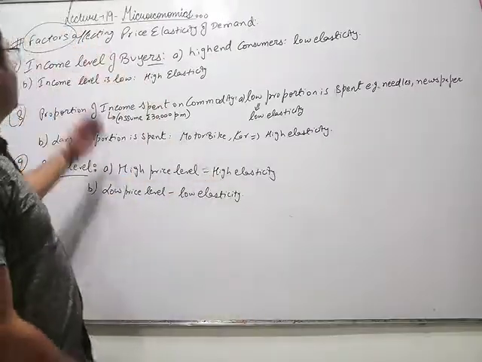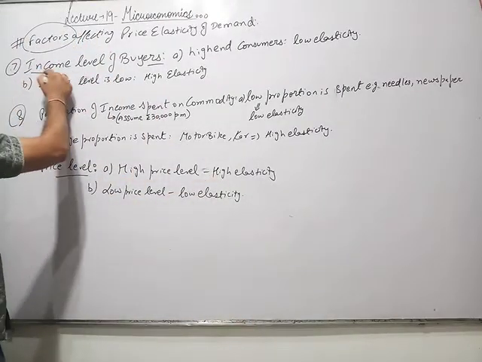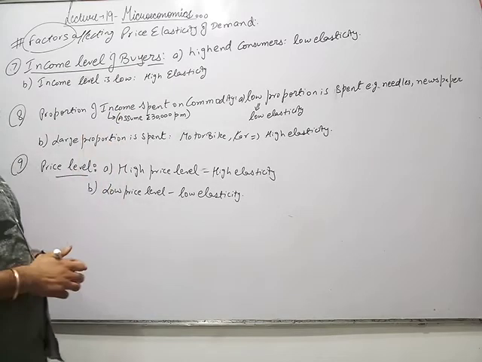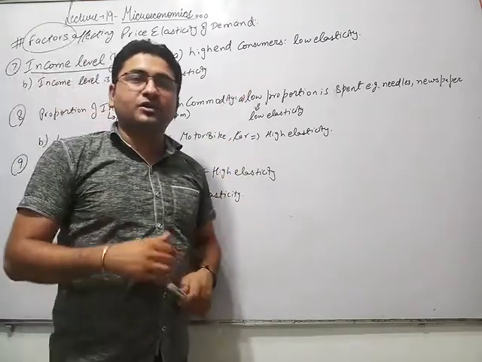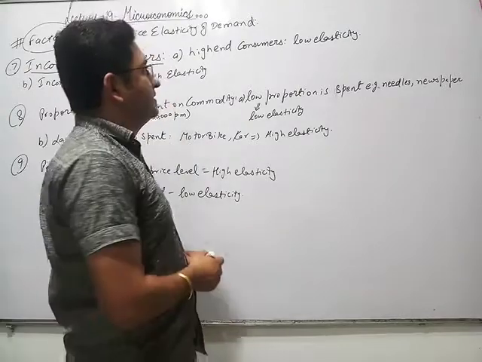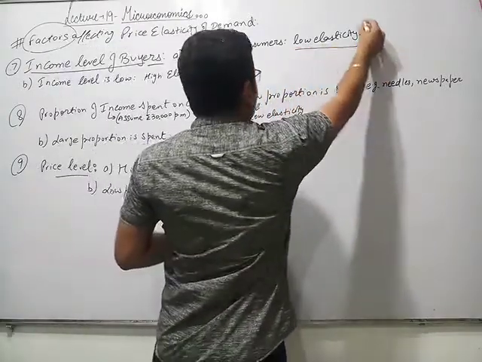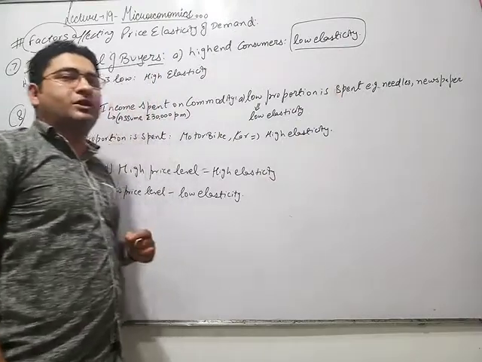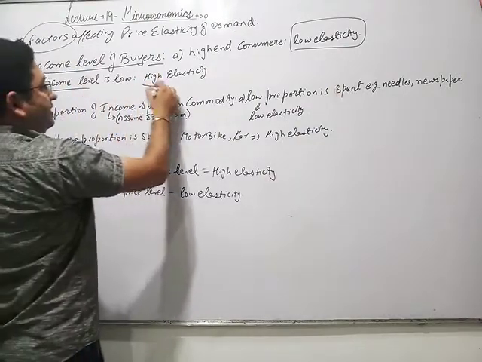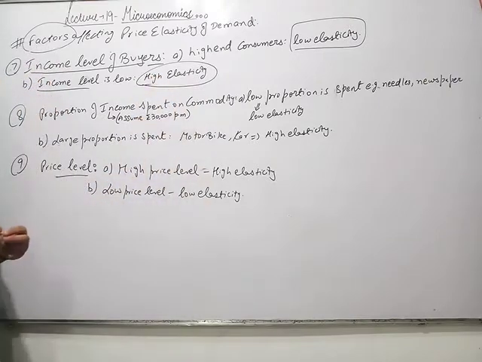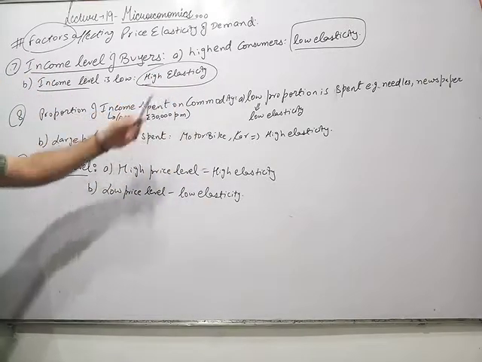The next factor is income level of the buyer. If you are a high-end customer with lots of income, for example 5 to 7 lakh rupees per month, then you won't care about the price and elasticity would be low. But if income level is less, then elasticity would be high. It would be vice versa.